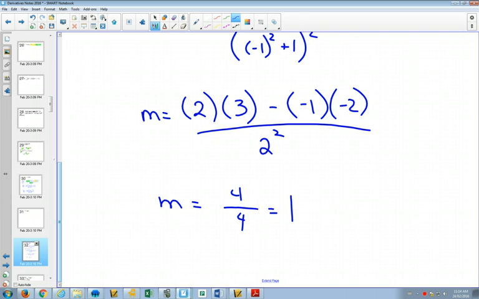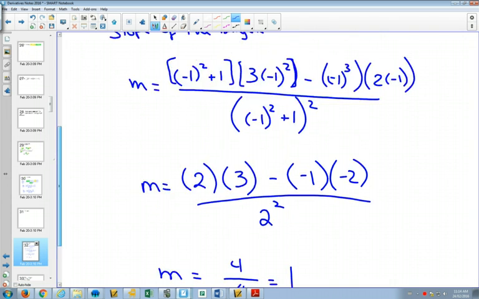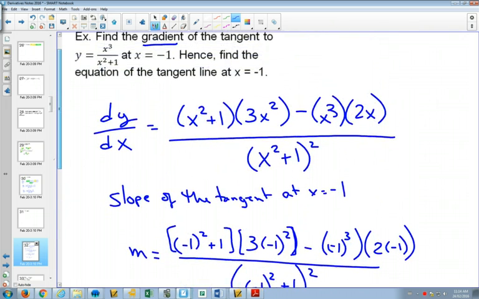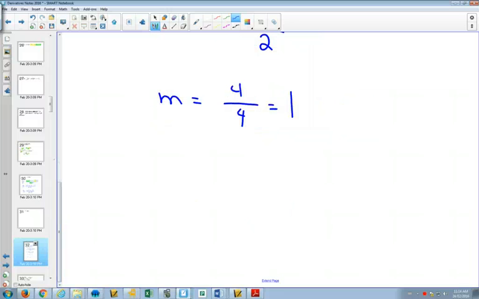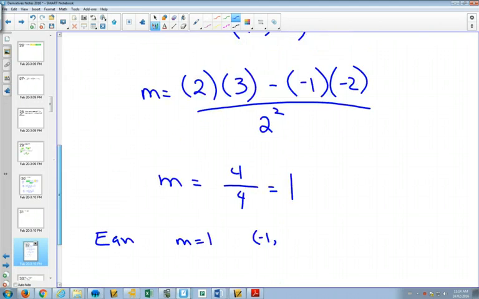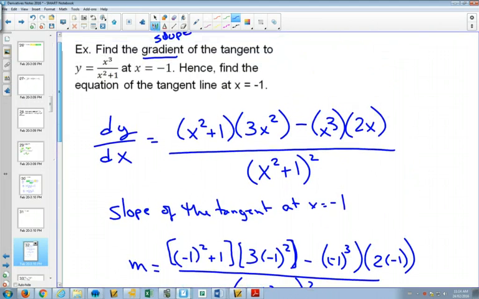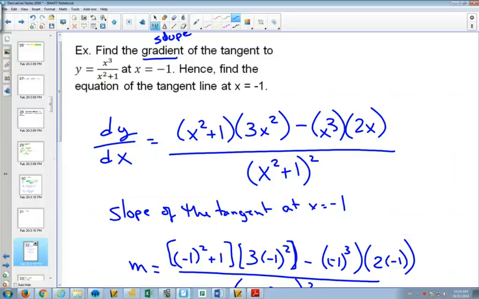Now that we have the slope of our line, notice the question was asking us to find the equation of the tangent line at x equals -1. In order to find an equation, you always need the slope, which we just found out was 1, and a point. And the point is -1 comma, does it give us the y value? No. So how do we find the y value of that point?